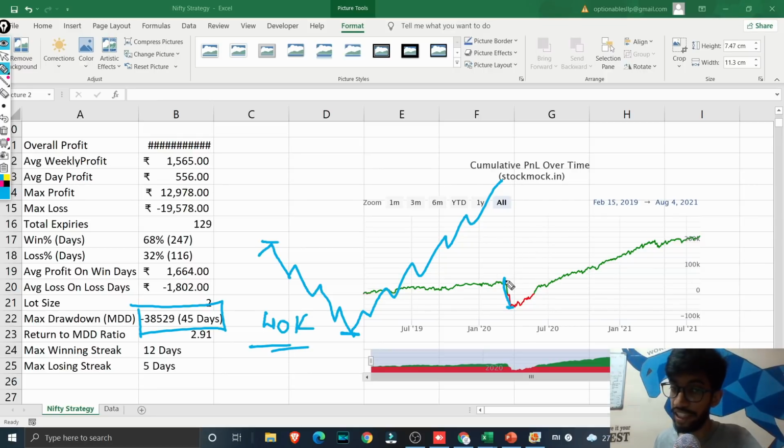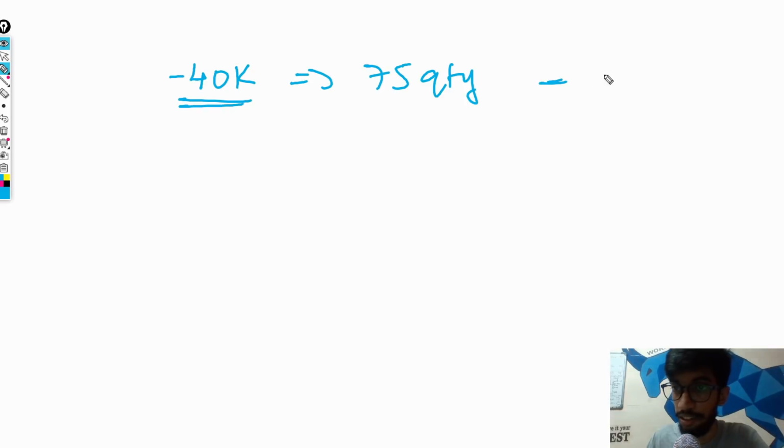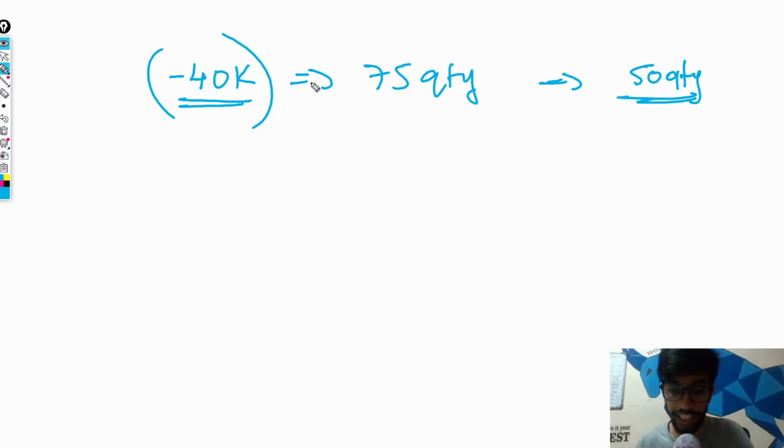This is during COVID times, which is a one-off time, so you're not going to see this happen every day, right? In the worst case scenario, till now, you have lost 40,000 rupees. We know the max loss or max drawdown has been 40K, but this 40K is for 75 quantity. Right now, Nifty's lot size is just around 50 quantity. So when we adjust this 40K for 50 quantity, it is going to be somewhere around 26,000 as your max loss. 26K would be your max loss.